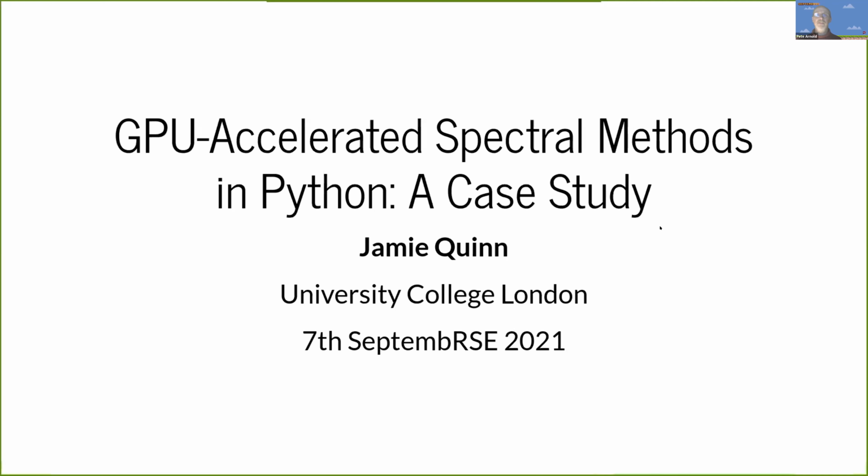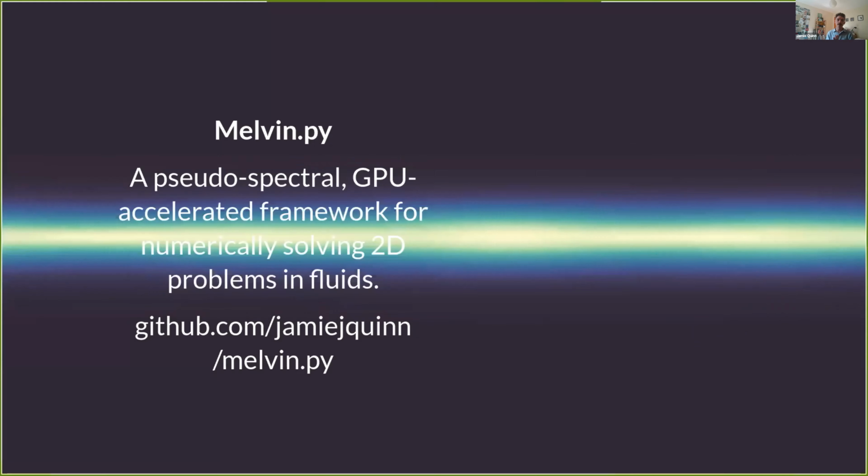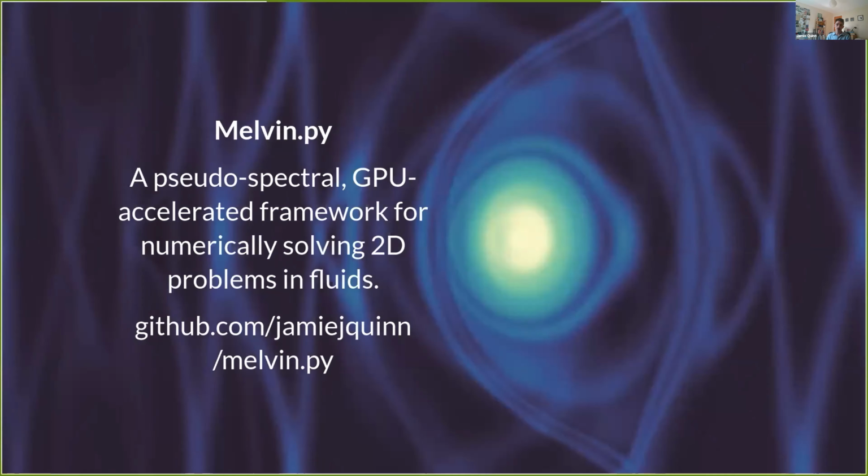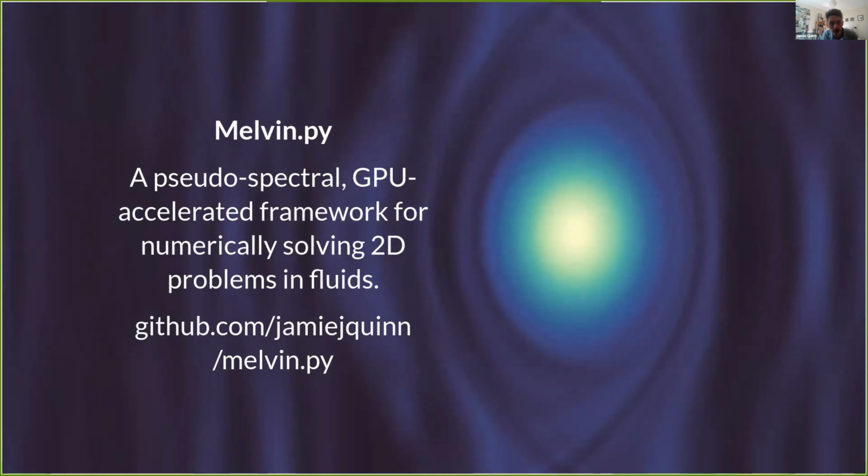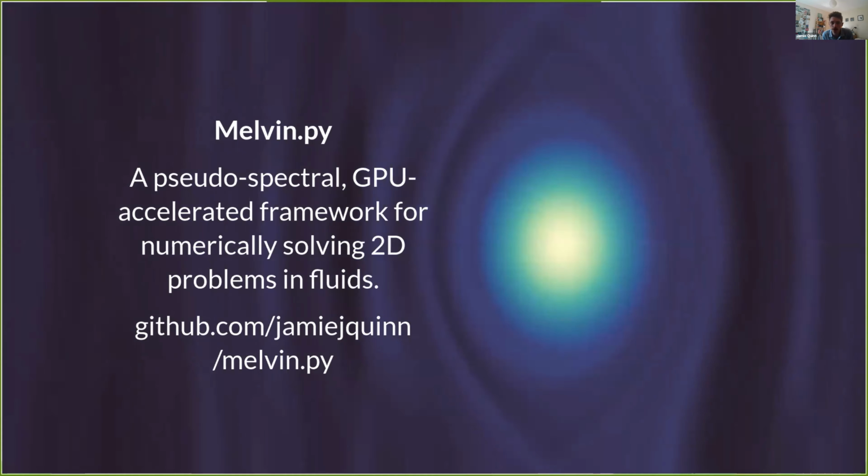Okay, yes. So today, to this nice Python audience, I want to talk about some work that I've been doing programming a nice little fluids model in Python using some GPU stuff, specifically using spectral methods. And I'll go into why those are particularly useful to run on GPU. So yeah, the case study is this program Melvin.py. As I said, pseudospectral GPU accelerated.